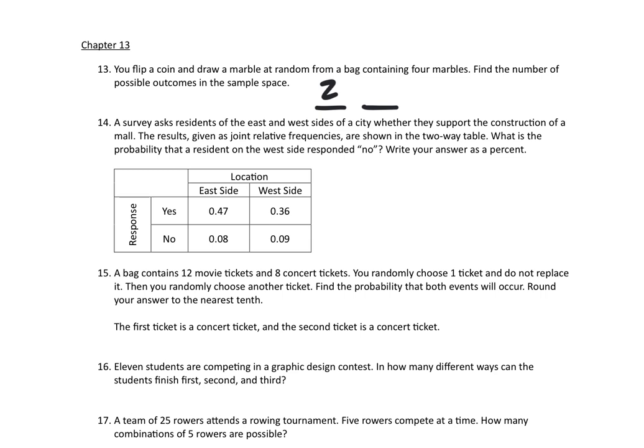The second thing I'm going to do is draw a marble at random from a bag containing 4 marbles. Find the number of possible outcomes in your sample space. Well, if I'm going to reach in and pick a marble out, let's say they're all different colors, I have 4 different possibilities. So it's just 2 times 4. We always multiply those outcomes together, and that gives me the total number of possibilities. So that would be 8 outcomes.